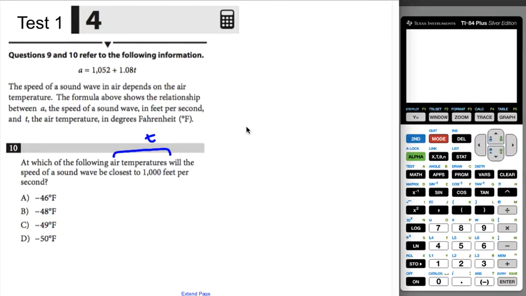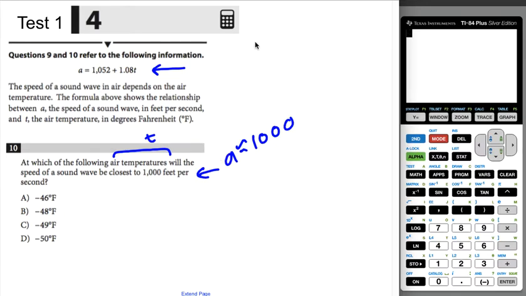There's a couple different ways to do this. We're saying that A is approximately the 1,000 feet. Honestly, you could solve. There's nothing wrong with that. Or you could put this in as your y1, and then you could just trace and see what number you get out. It is a calculator section.